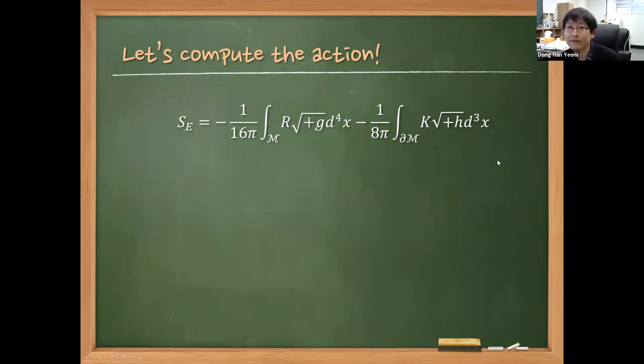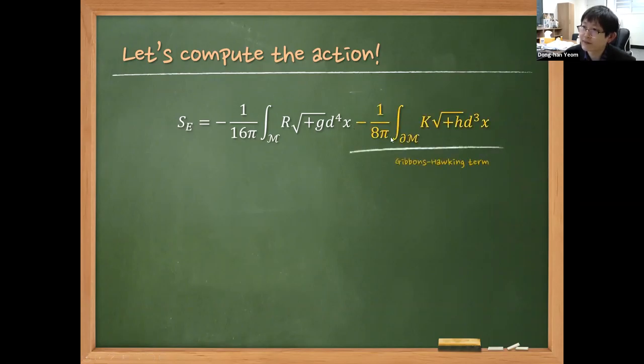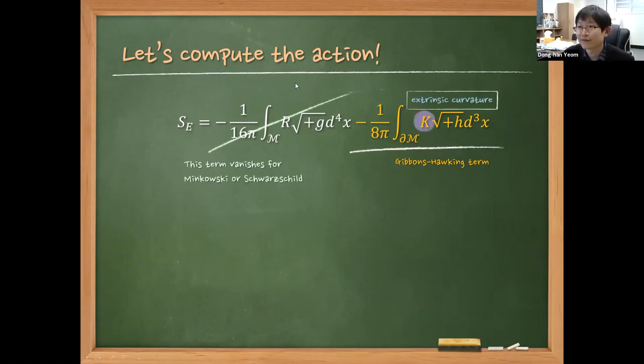So even in Lorentzian space-time, the introduction of this boundary term was very mathematically useful. But in Lorentzian space-time, it is mathematically useful, but physically not necessary. It's fair to say. However, in the Euclidean signature, the second term is very important. The second term is known as the Gibbons-Hawking boundary term. And this is very important because the first term, the bulk term, vanishes for Minkowski or Schwarzschild space-time. And once you ignore this, now this boundary term becomes very important. In this case, the extrinsic curvature.